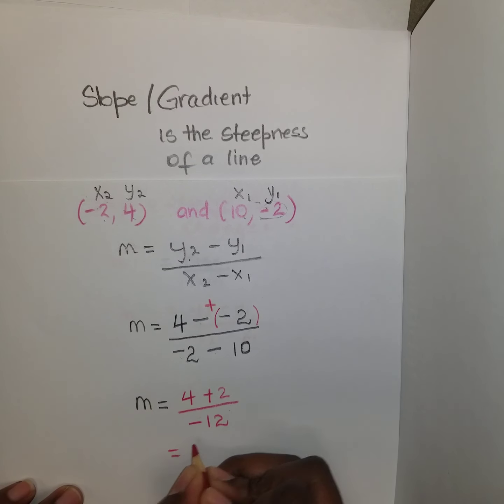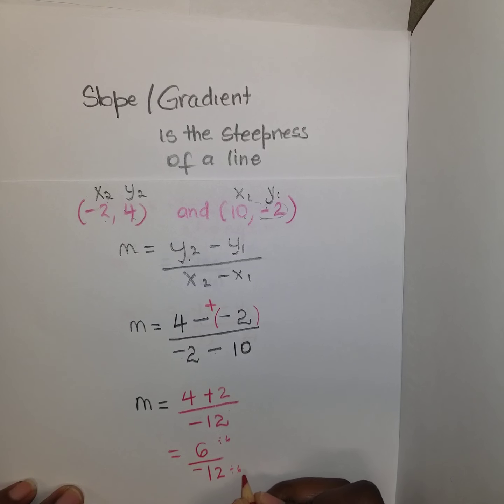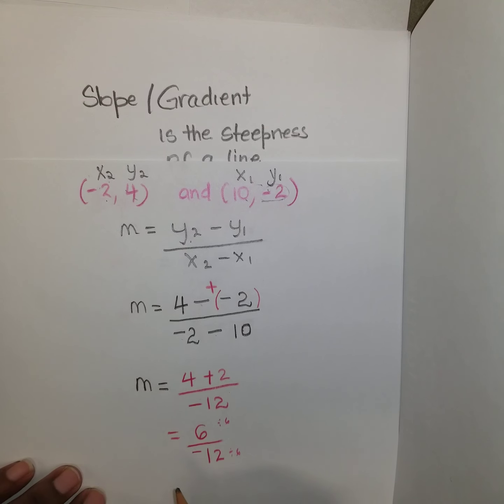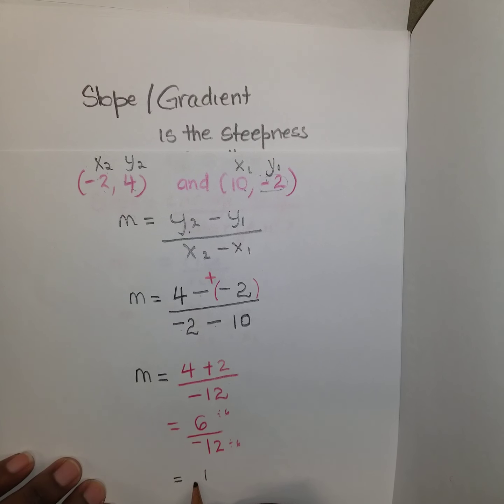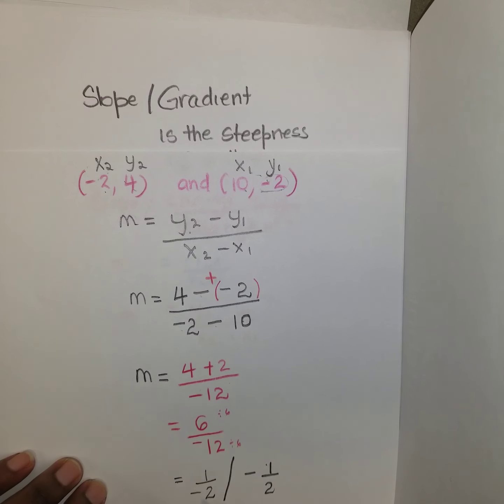So let's simplify the numerator. 4 plus 2, my brain is going so fast, is 6. Divided by a negative 12. We can simplify this by dividing this part by 6 and this part by 6, which will result in 1 over a negative 2, which is the same thing as saying negative a half. Because once the negative is in the denominator or the numerator, the entire fraction is negative, and some persons have trouble understanding this.